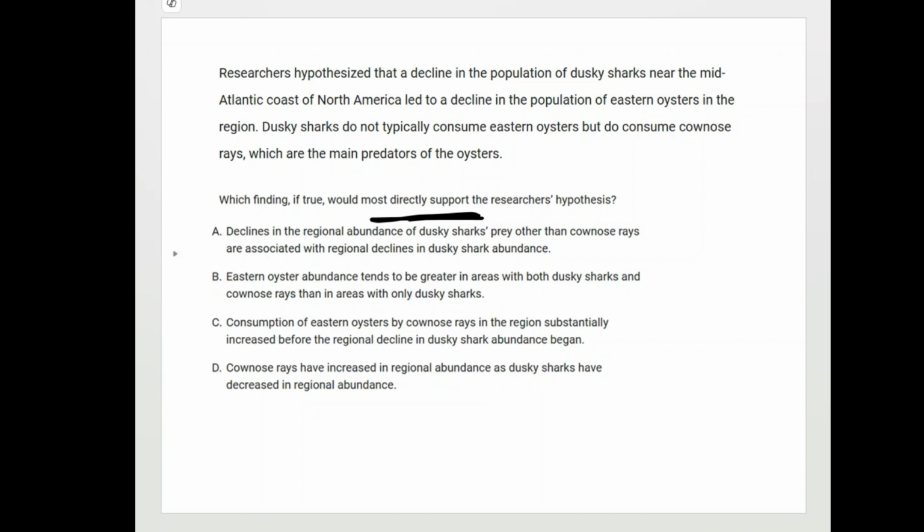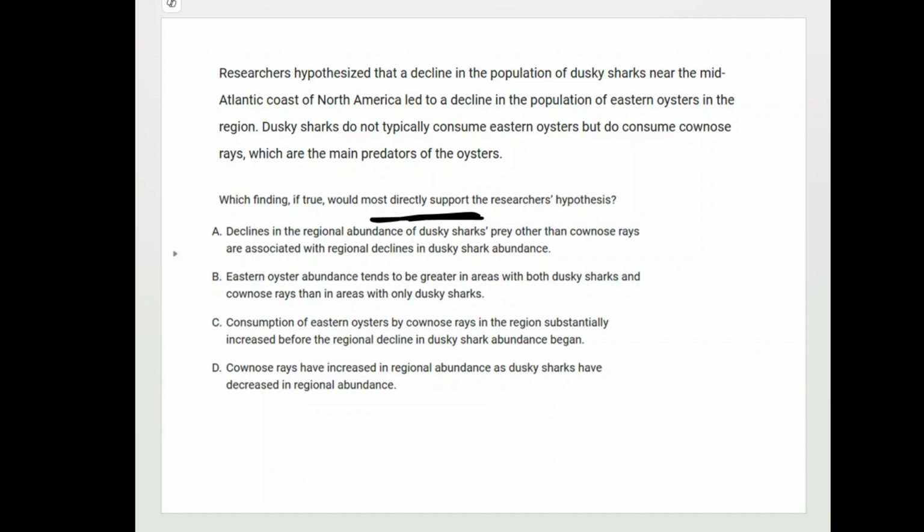All right, step 2, read the passage. Researchers hypothesized that a decline in the population of dusky sharks near the mid-Atlantic coast of North America led to a decline in the population of eastern oysters in the region. Dusky sharks do not typically consume eastern oysters, but do consume cow-nosed rays, which are the main predators of the oysters. Okay, there's no graph here, so we don't have to read that.